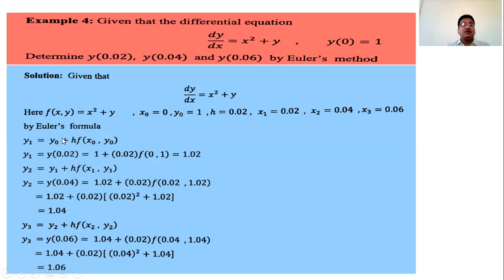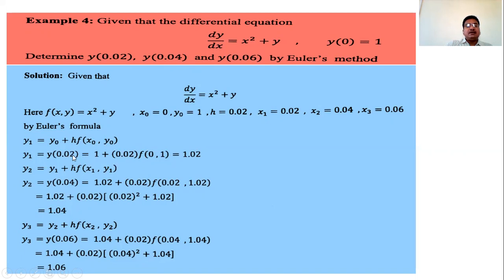So y0 is 1, plus h, that is 0.02, times f(x0, y0). x0, y0 means f(0, 1), where x0 is 0 and y0 is 1. And f(0, 1) is what? f(x, y) is x square plus y, so 0 square plus 1. The value of f(0, 1) is 1. And then 0.02 into 1 is 0.02. 1 plus 0.02 is 1.02. This is y1, which means this is the value at 0.02.